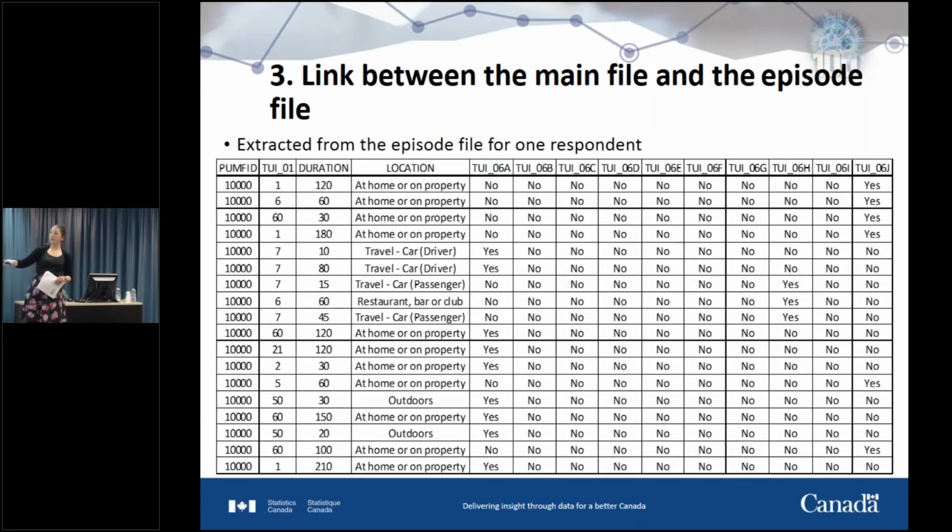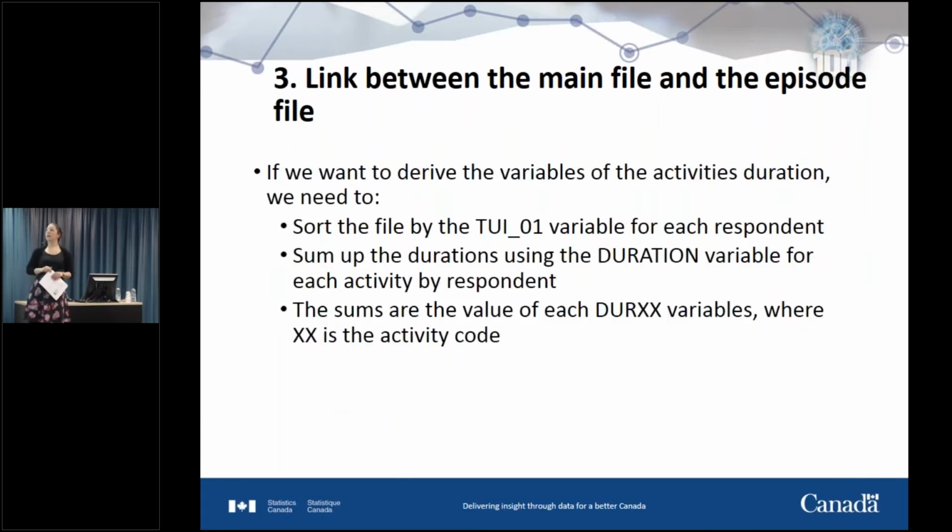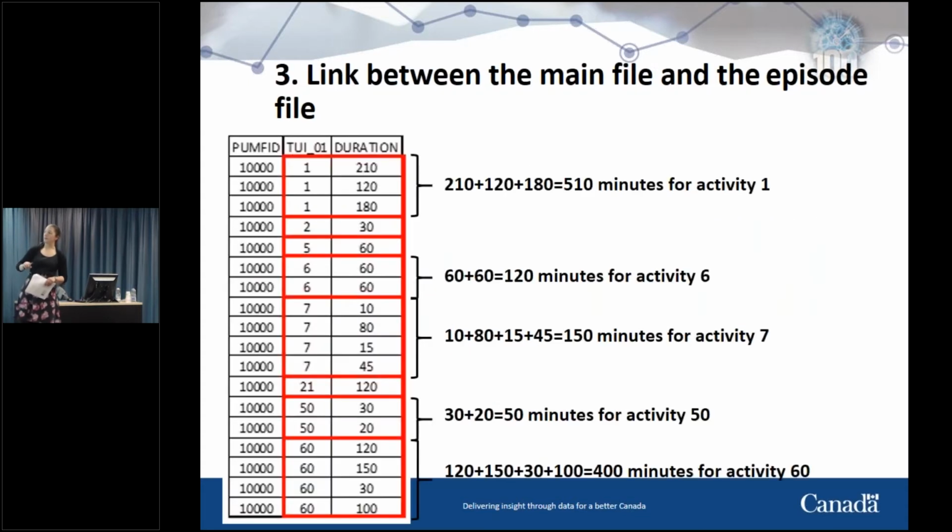This is an extract from the episode file for one respondent who did 18 activities during his day. We have the PUMF ID for this respondent. We have the activity code for each episode, the duration, the location, and who the respondent was with during each activity. If we want to derive the activity's duration, we would need to sort the file by the TUI01 variable for each respondent and sum up the duration, and those values would be the values we would find in the DUR variables on the main file.